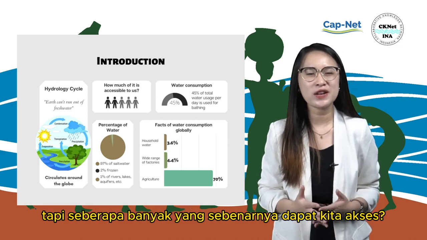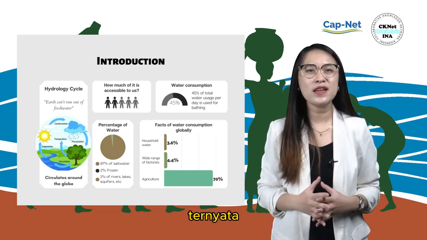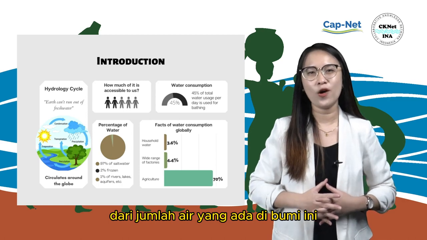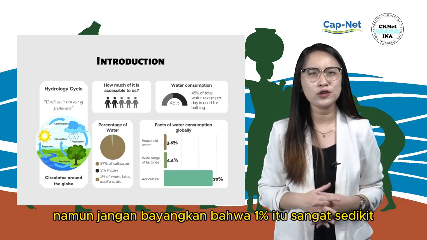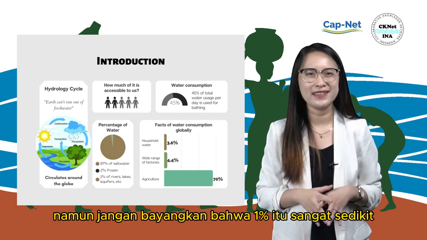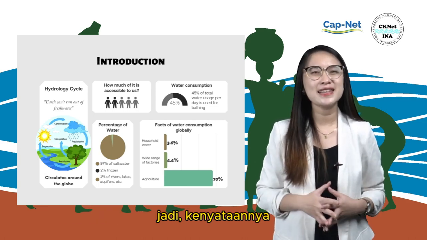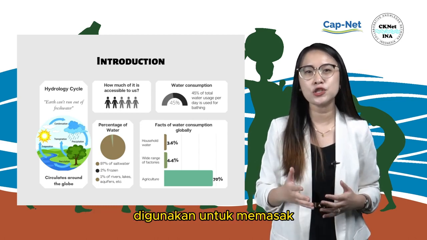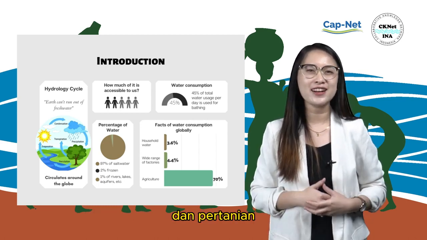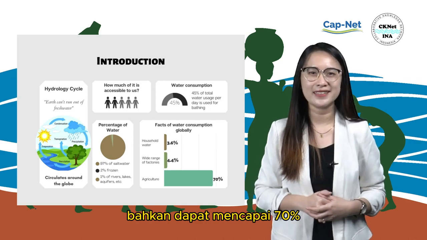But how much do we actually have access to? It turns out that of the amount of water that is on this Earth, only 1% that we can use for our lives. However, don't imagine that 1% is very little. So the fact is that 45% of the total usability of water in our lives is used for bathing, and water for agriculture can reach 70%.